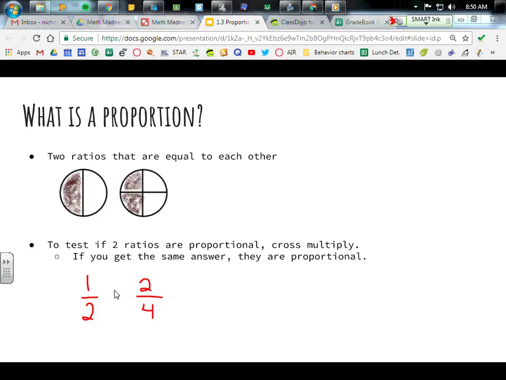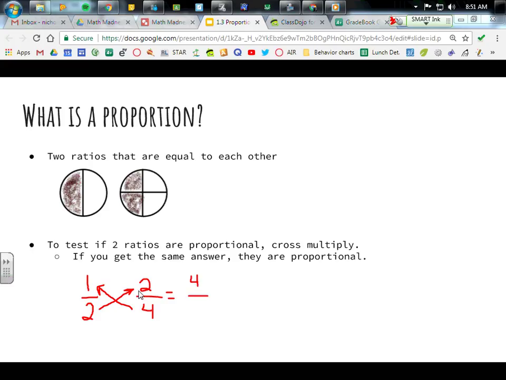We do that with cross multiplication. So here's how that works. We're going to multiply the denominator of one ratio by the numerator of the other. We're going to do that with both pairs. So it's denominator multiplied with numerator, and as long as we get the same answer both times, it is proportional.